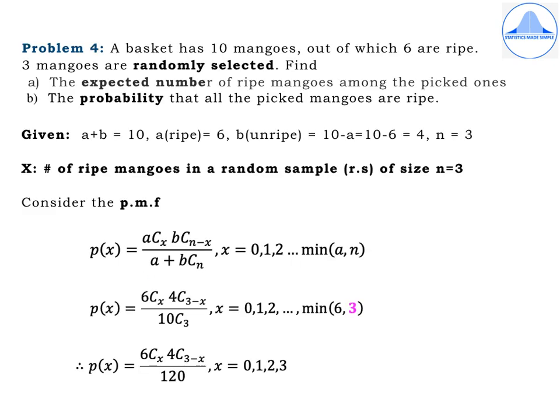Problem 4. A basket has 10 mangoes, out of which 6 are ripe. 3 mangoes are randomly selected. Find, first subdivision, the expected number of ripe mangoes among the picked ones, and second subdivision, the probability that all the picked mangoes are ripe.